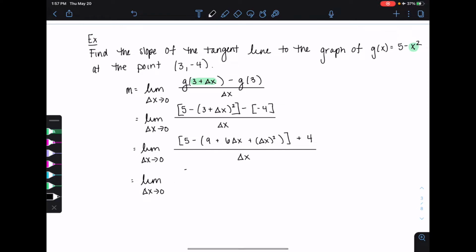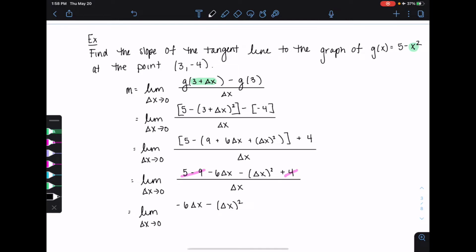Distributing that minus sign gives us 5 minus 9 minus 6 delta x minus delta x squared plus 4 all over delta x. And if you add these up, that would be 5 minus 9, which is -4, plus 4. Really, all of these end up canceling. And so this is the limit as delta x approaches 0 of -6 delta x minus delta x squared. Okay.